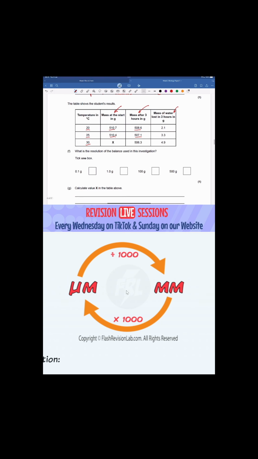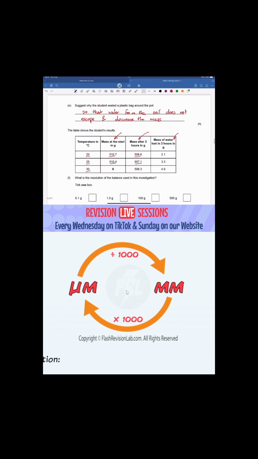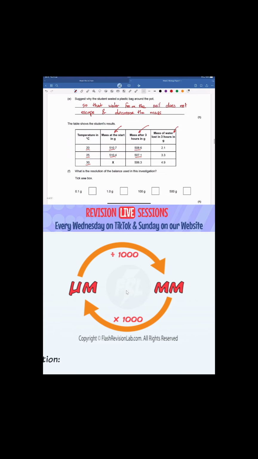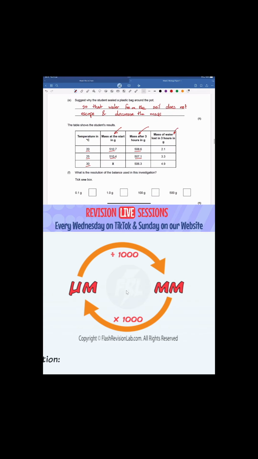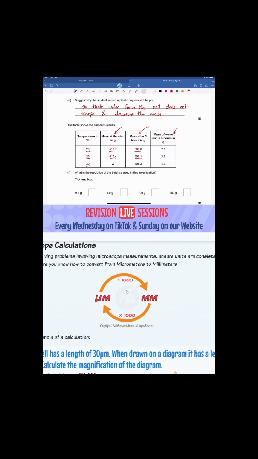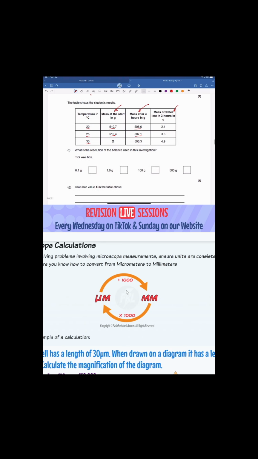First question, what is the resolution of the balance? Yes, most of you are getting it wrong. Do you have a question? If you've got a question, just type it, you don't need to say. How are we supposed to know how to calculate these questions when they never teach us? Try and go on my notes and see, because most of the information is in my notes, or it should be in most textbooks as well.